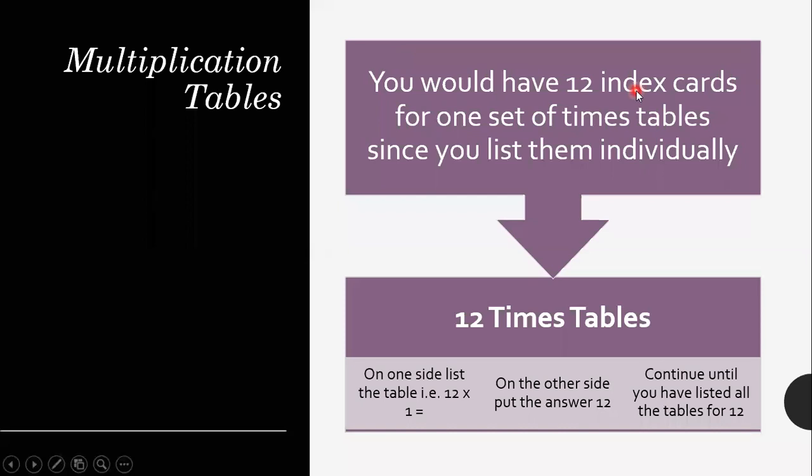So then next, another math fact that you probably want to review are your multiplication tables. You would have 12 index cards for one set of times tables, since you list them individually. So for your 12 times tables, for example, on one side you would have 12 times 1, and on the other side you'll put the answer, which is 12, and you continue until you've listed the tables for the 12.